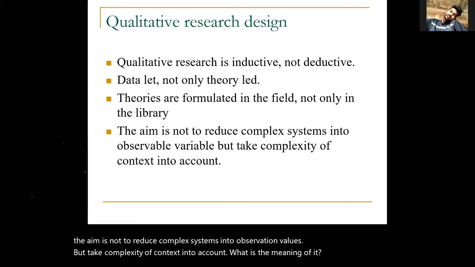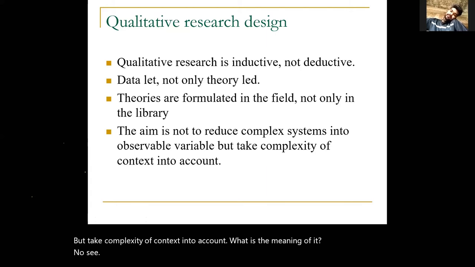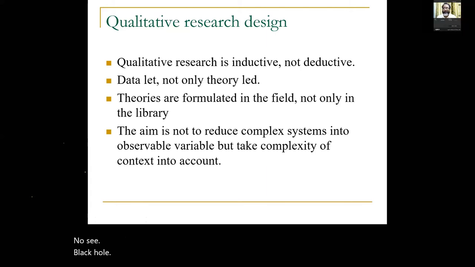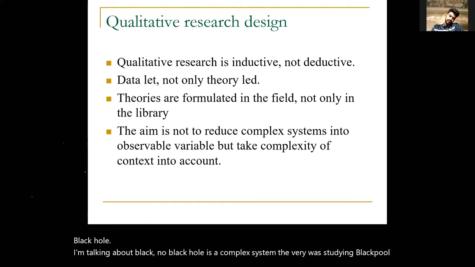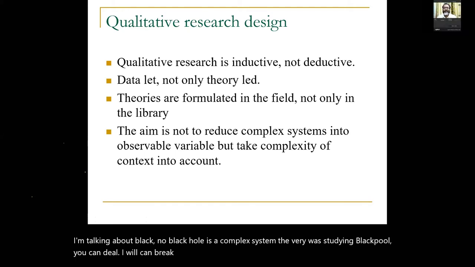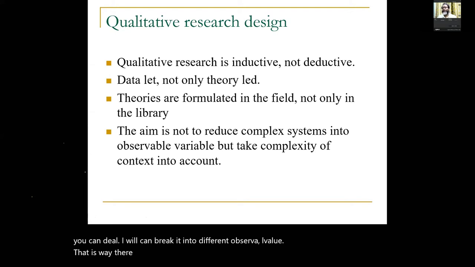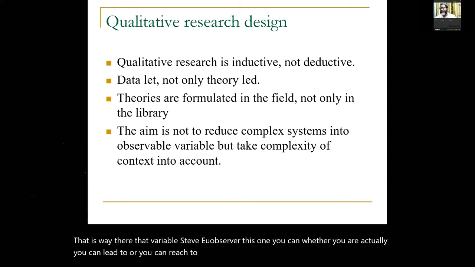Now see, black hole. Black hole is a complex system. Whenever you are studying a black hole, you can break it into different observable variables, and if you observe these, you can reach the concept of a black hole or not. But here it is not the thing. We are taking the complexity of the context into account.